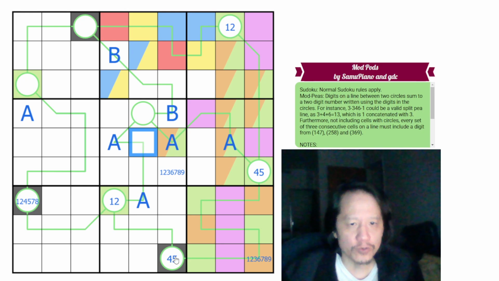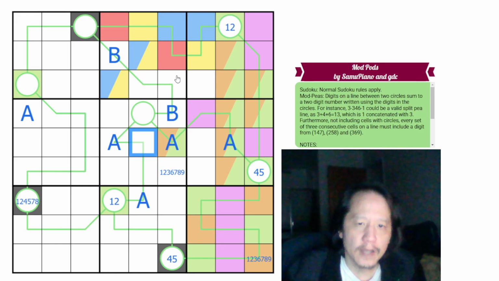So A is either green or orange. We're not sure which. This cannot be A. So this is the other one.